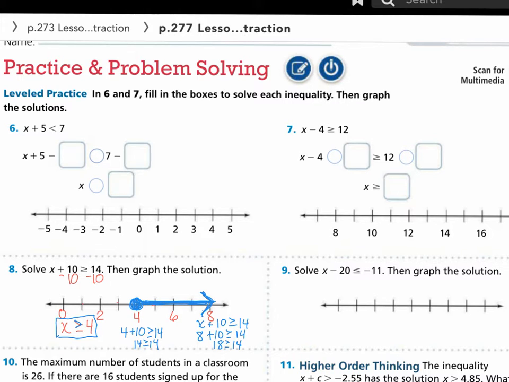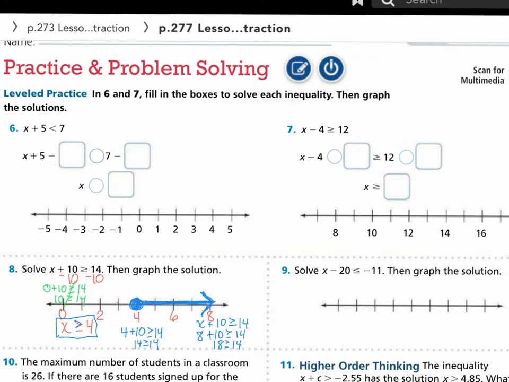If I were to try something over on the other side, for example, if I had tried 0, and I put it in here, 0 plus 10 is greater than or equal to 14. That's the inequality. If I put 0 in there, 0 plus 10 is 10. Well, 10 is not greater than 14. So that would not be true. And that's why we don't shade or color the line on the side with 0, because those things are not true. So that's number 8.